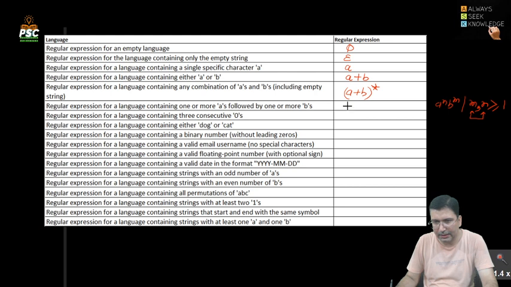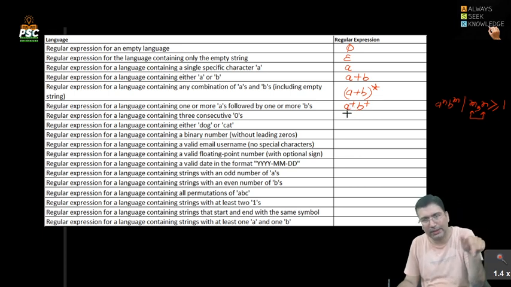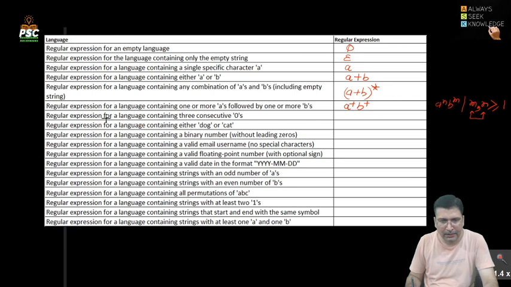So if we write it like a positive closure, b positive closure. So a may come 2 times, b may occur once. There is no comparison between a and b, but there is a surety that first all the a's will come, then b follows.